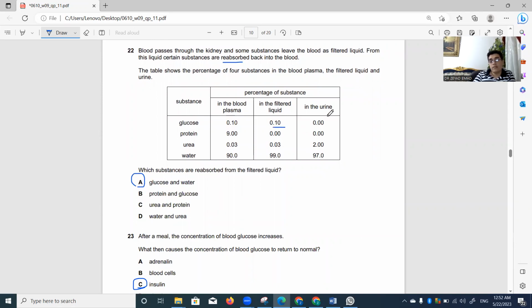Glucose here is 0.10, then in the urine it becomes 0.00. So it must have been reabsorbed back into the circulation. So glucose is a substance reabsorbed, and also water, as here it is 99, here 97. So there is a difference, which is done by reabsorption.